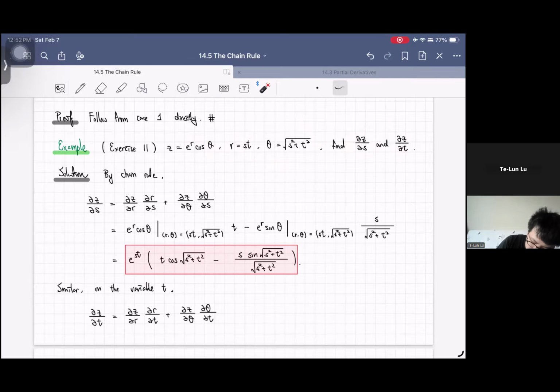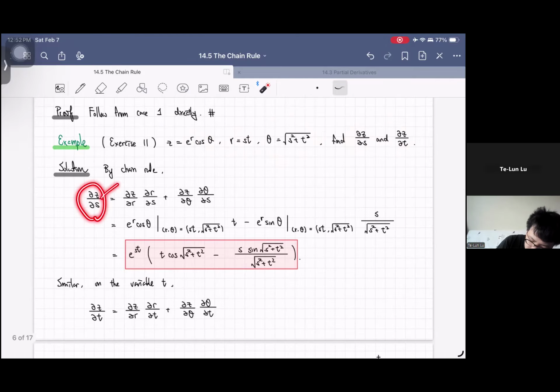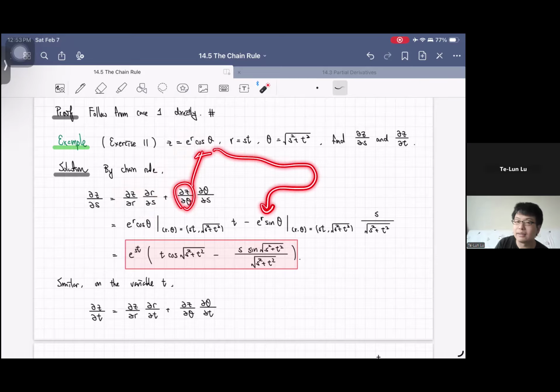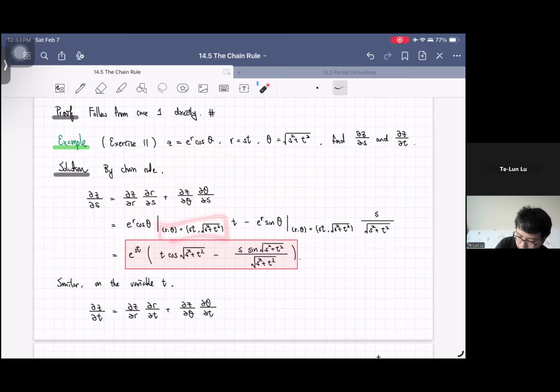So first of all, again, by chain rule, we know that partial z partial s is partial z partial r times partial r partial s, plus partial z partial theta times partial theta partial s. Note that these variables here are the variables in z, and this variable is the variable that we're differentiating, in case you don't know how to memorize this. So now what is partial z partial r? e to the r differentiated by r is simply e to the r, so you get the same thing. And then partial z partial theta is e to the r times minus sin theta, right? And obviously we have to plug in the corresponding r and theta.